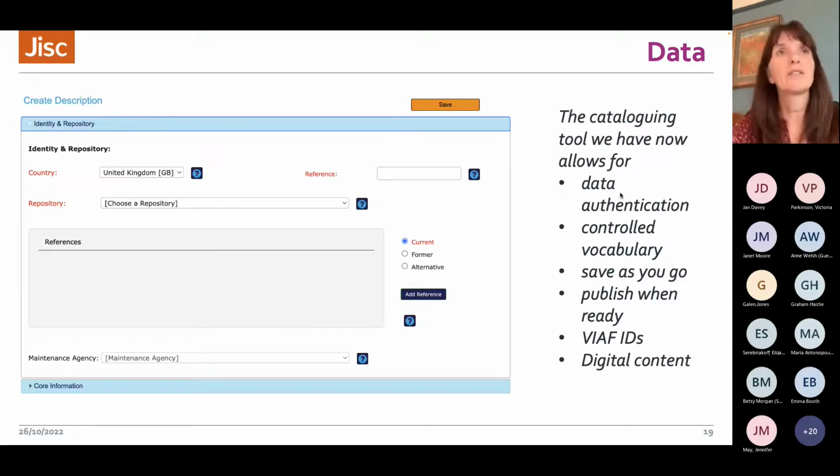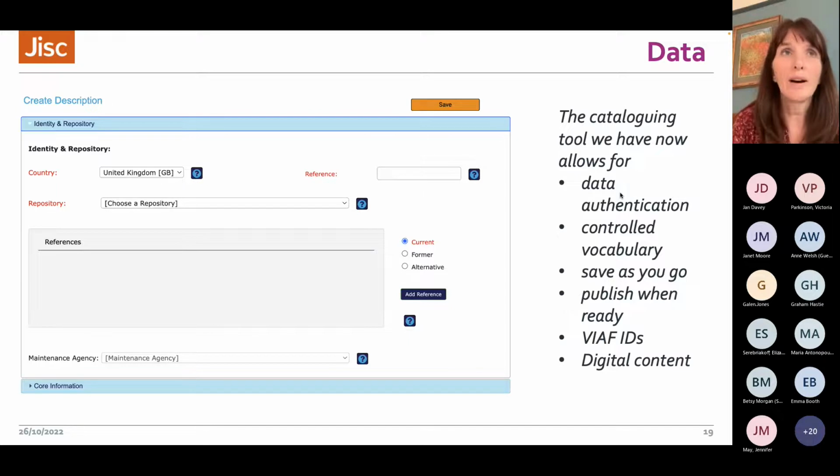Nowadays, we have a very, very good cataloging tool which has a file store. You can do templates, you can save things. It's got a lot of authentication in it. It helps with controlled vocabulary. You can save and come back to them when you want. We have things like a VIAF ID lookup or a GeoNames lookup. So we're continuing in that vein of structure, vocabulary. So that's all been good.